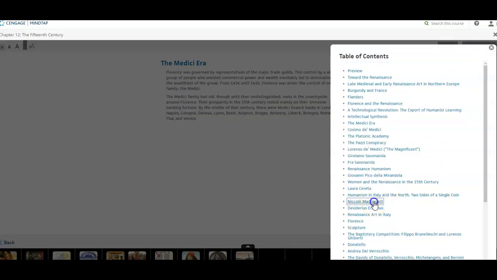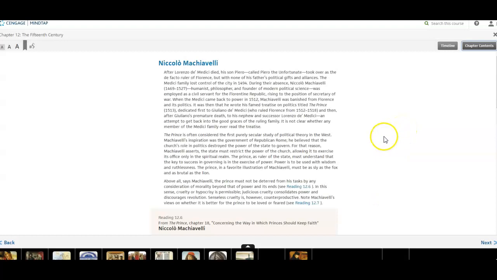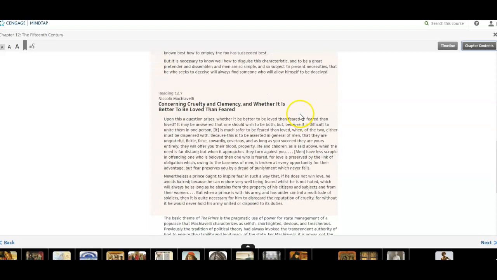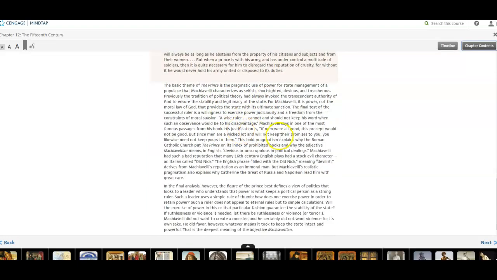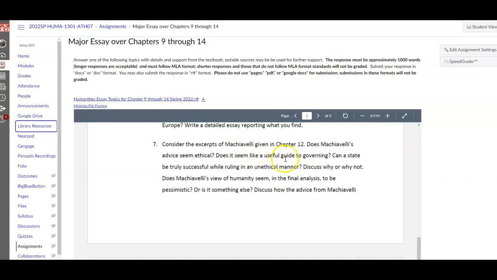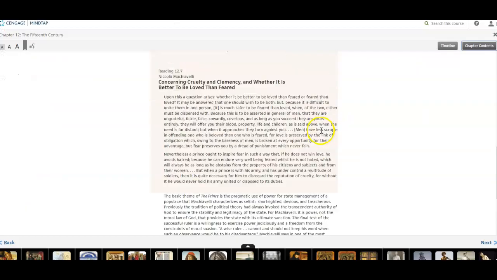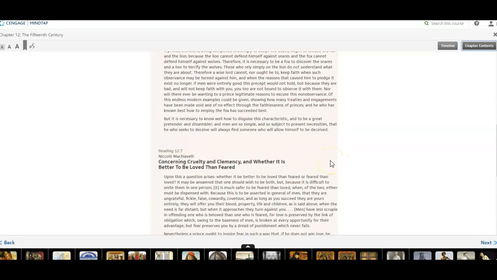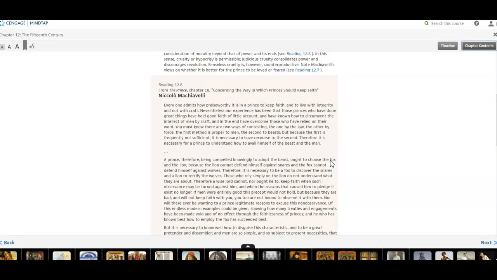Machiavelli is mentioned here in chapter 12, and you have a couple of excerpts. Here's part of it from chapter 18, and then this one is also from the part where it talks about the prince and his basic theme. So I ask you to consider the excerpts given, and when you read through the advice that he offers here, you've probably heard the expression, better to be feared than to be loved. This idea about keep your friends close, but your enemies closer.